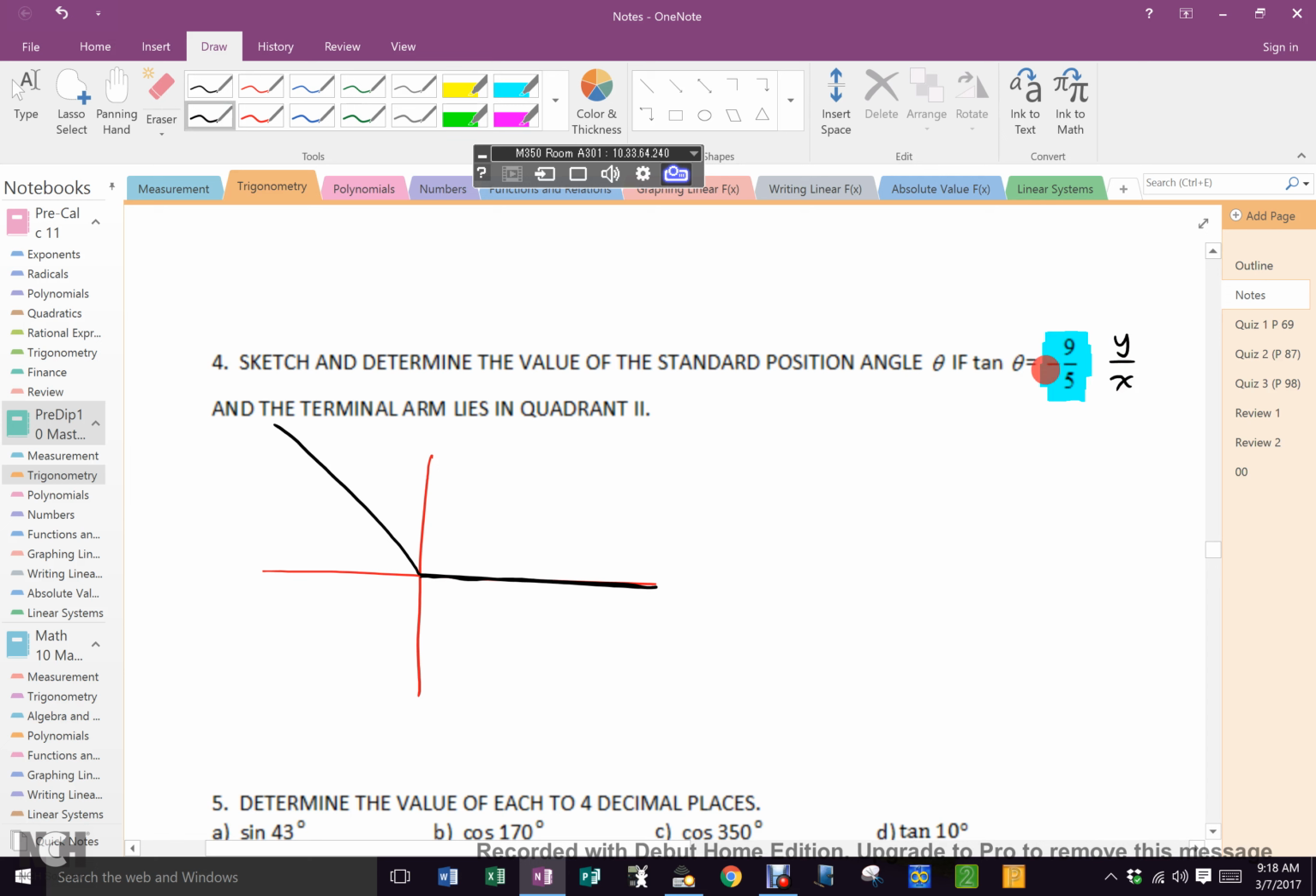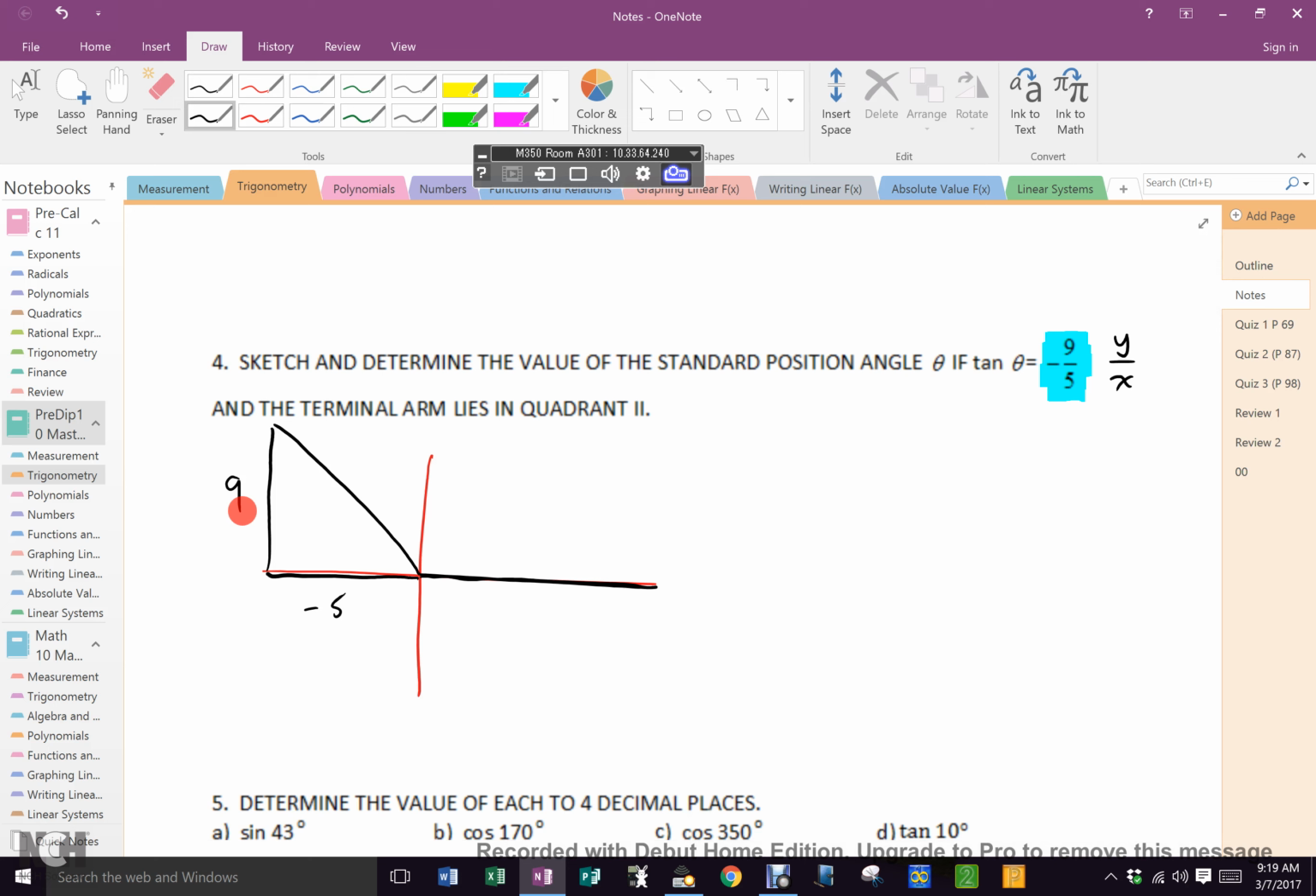So, since it's negative, either y or x has to be negative, doesn't it? Well, look at the drawing. Which one is the negative? It's the x, isn't it? Because I went out here, -5, and I went up 9. Everyone got it?